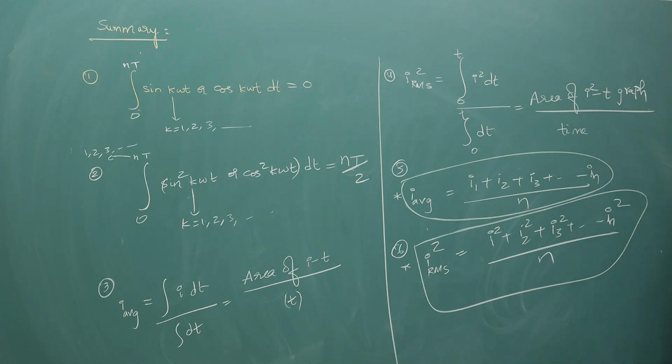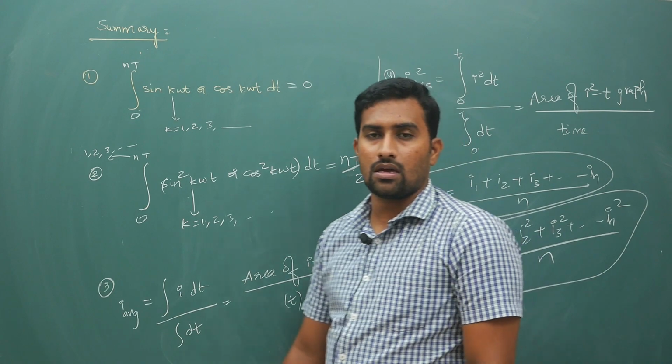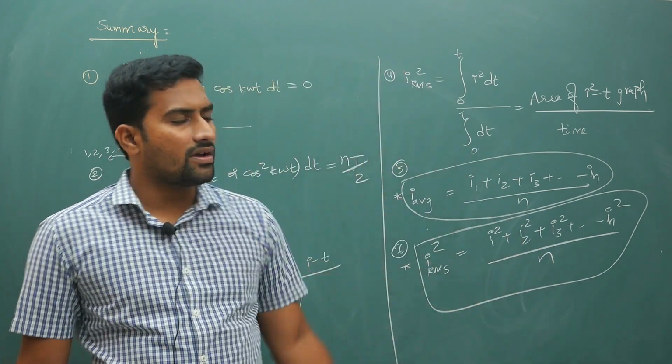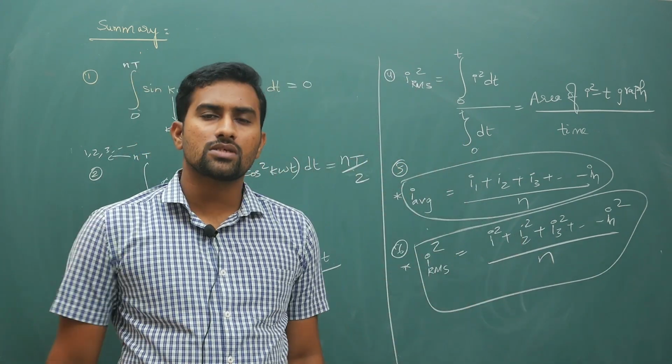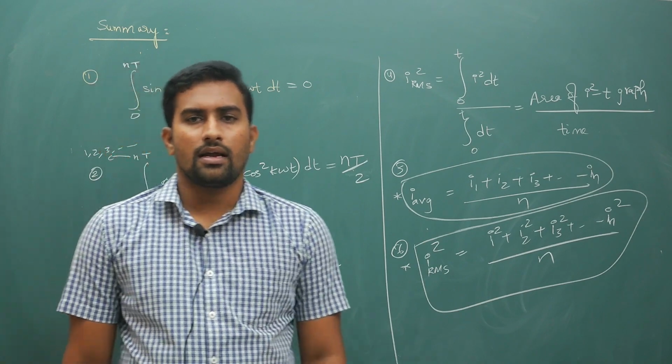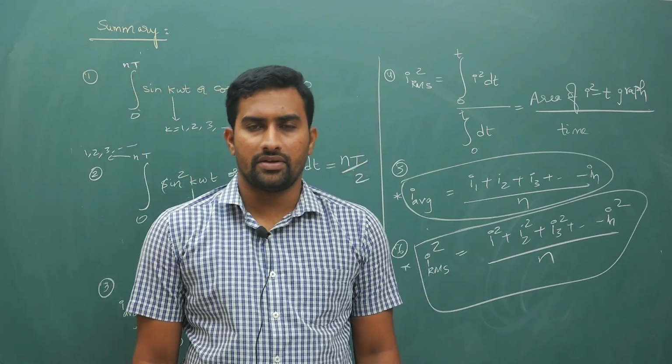Now these are your basic functions. So remember this stuff, and for basic functions I have given a shortcut. Try to apply that and then calculate the RMS and average values.